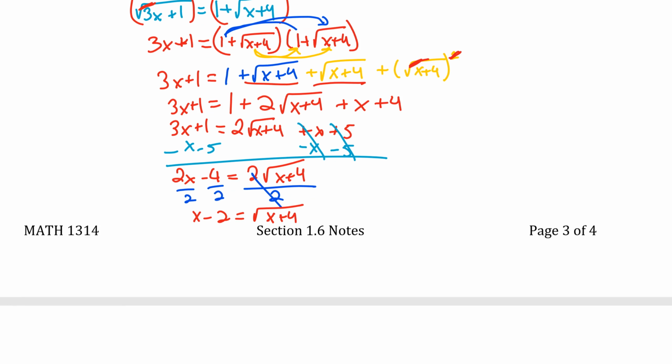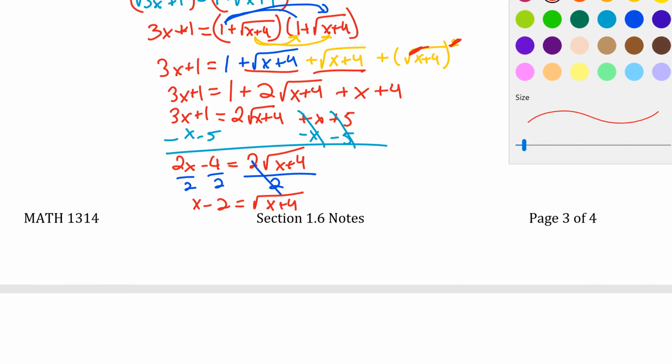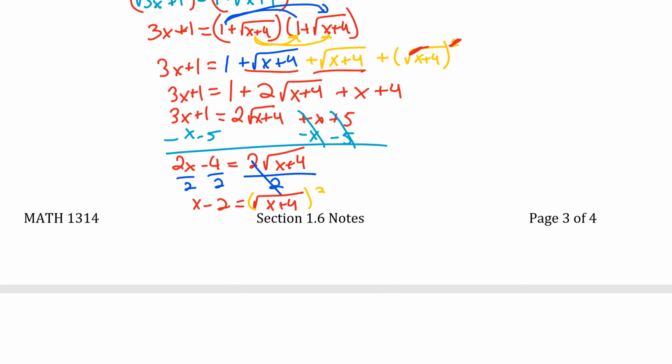Okay? So whenever I square both sides now, remember the square root with the square cancels. This, I have x minus 2 times an x minus 2. So if you need to, go off over to the side and do x minus 2 times x minus 2. So that's going to give me an x squared minus 2x minus another 2x plus a 4. So that's x squared minus 4x plus 4 is equal to x minus 4.